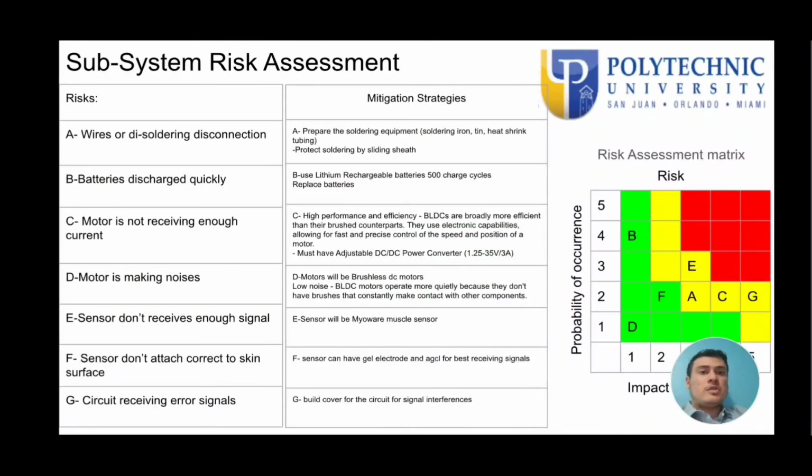Here we have the subsystem risk assessment. The risk A is wires or disordered disconnection, and the mitigation strategy for that is to prepare the solder equipment: soldering iron, tin, heat shrink tubing, and protect the solder by sliding a sheath. Risk B is battery discharging quickly. The mitigation for that is to use a lithium rechargeable battery or replace the batteries.